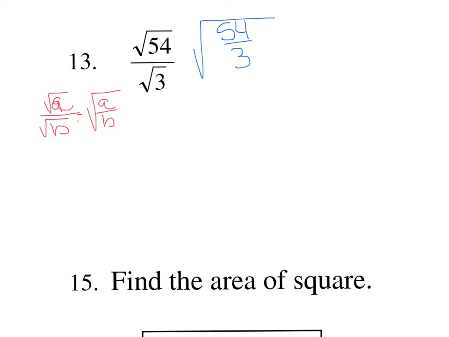And we will divide 54 divided by 3 makes 18. And then we can simplify the 18 as 9 times 2. So we end up with 3 square root of 2.